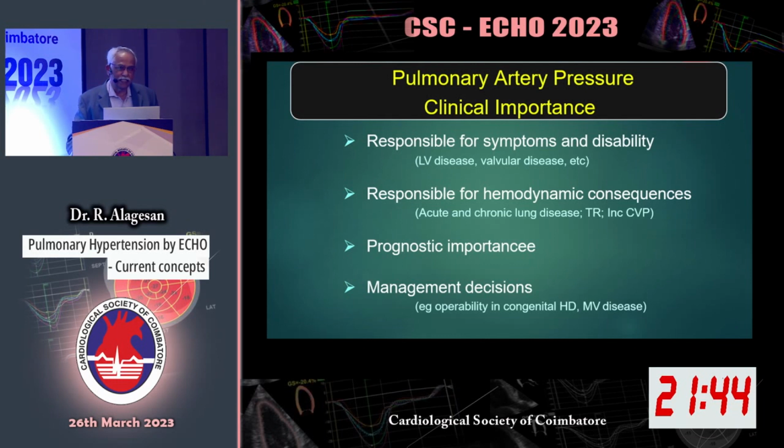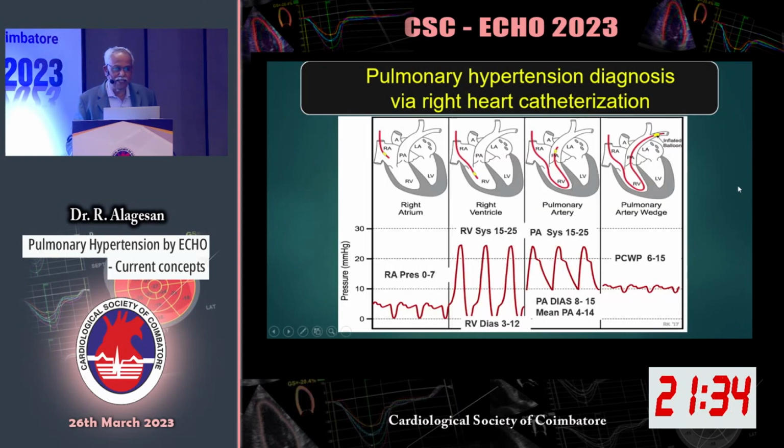For example, take a case of severe mitral regurgitation. If the patient doesn't have pulmonary hypertension, we may wait. Or if the patient has pulmonary hypertension, it is an indication for mitral valve replacement or repair.